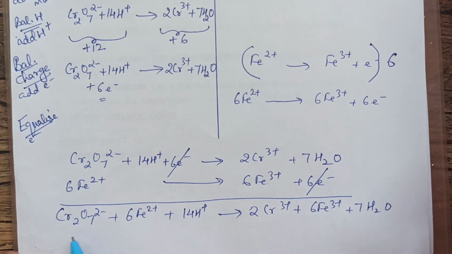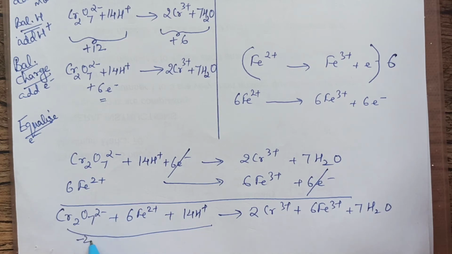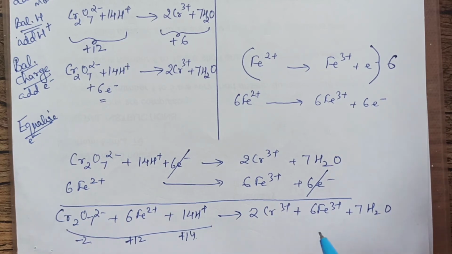Check for the charges on the left hand side first. Charge on the left hand side: minus 2, you can write down here. This is minus 2. This is 6 into 2, this is plus 12. You have here 14, right? You have plus 14 here. So you can check how much is the charge on the left hand side.